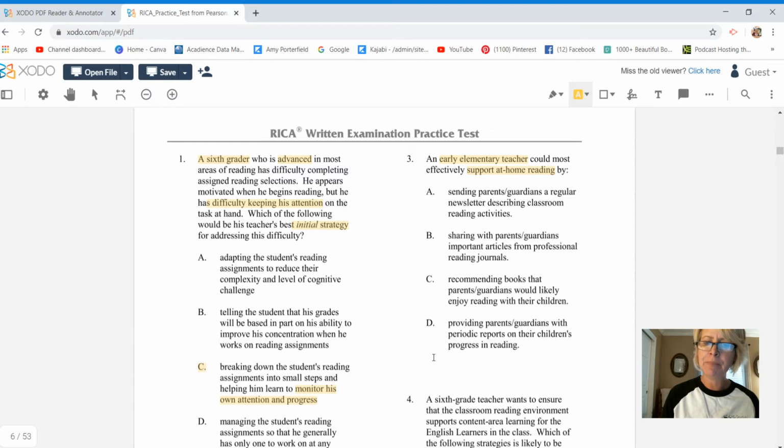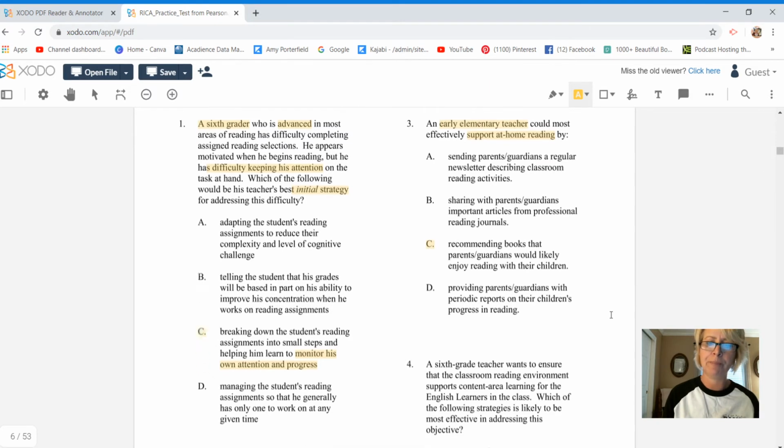Let's see. D, providing parents and guardians with periodic reports on their children's progress in reading. I do think this is important, but is this the best way to incorporate and support reading at home? Probably not. So I think our best answer here is C. We want to get those parents to have some routines and enjoy reading with their students at home.